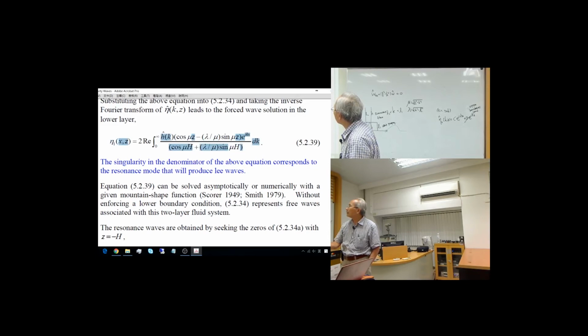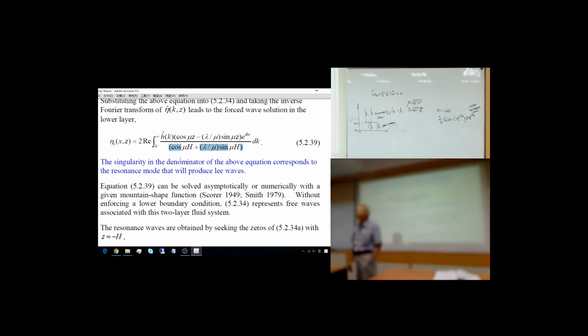So look at this one. If downstairs, the denominator, is equal to 0, we have a problem. Because if it is 0, mathematically we call that a singularity, and then we have a problem. But that singularity is very important physically. If this equals 0, that is the place where you have wave resonance.